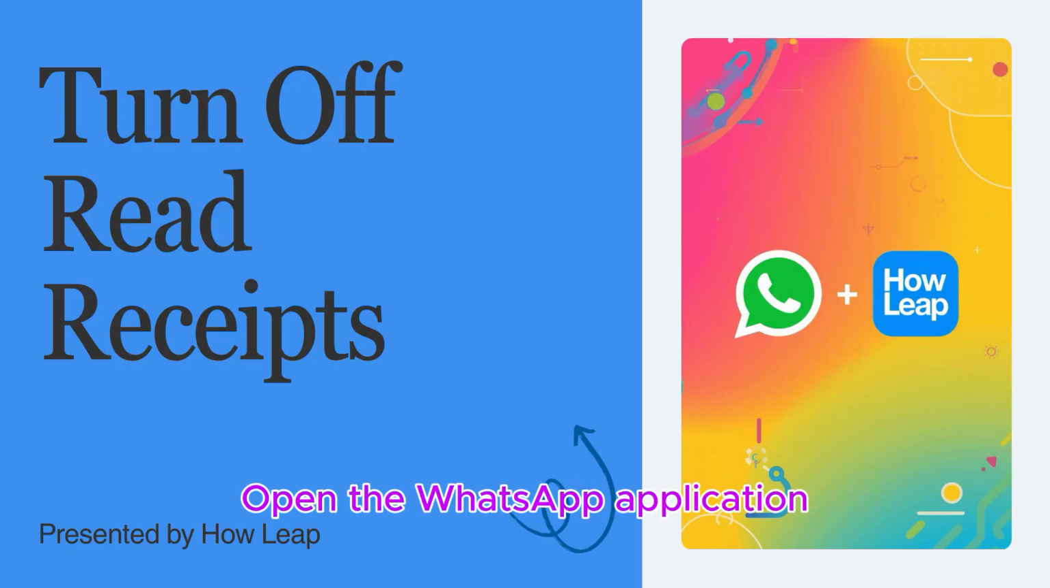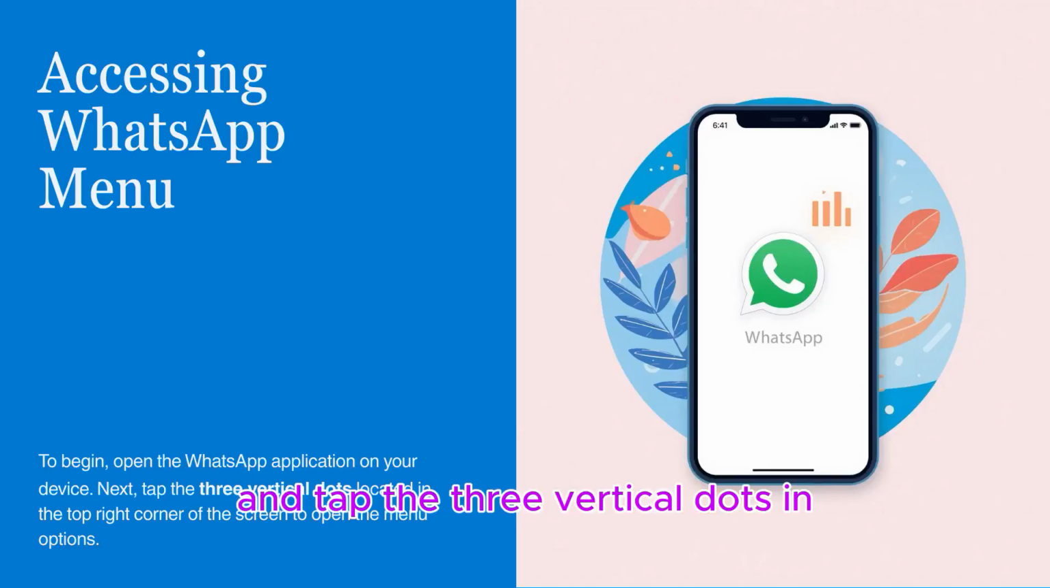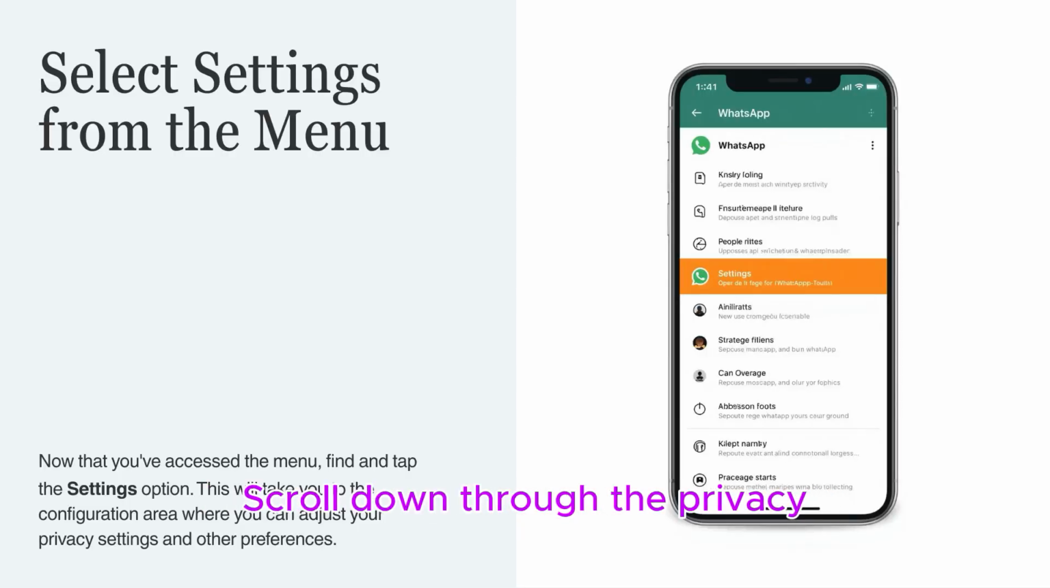Open the WhatsApp application and tap the three vertical dots in the top right corner to open the menu. Select Settings from this menu. In the Settings menu, tap on Privacy. Scroll down through the privacy options until you find the section labeled Read Receipts.